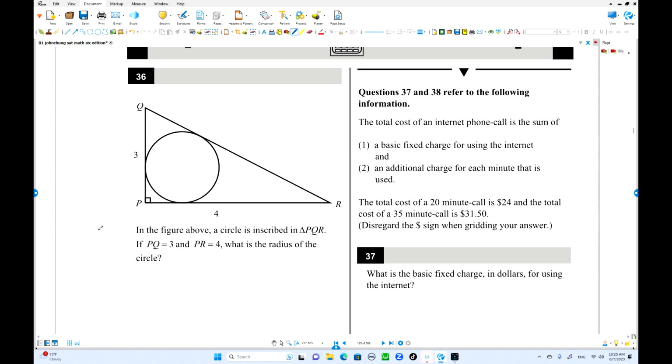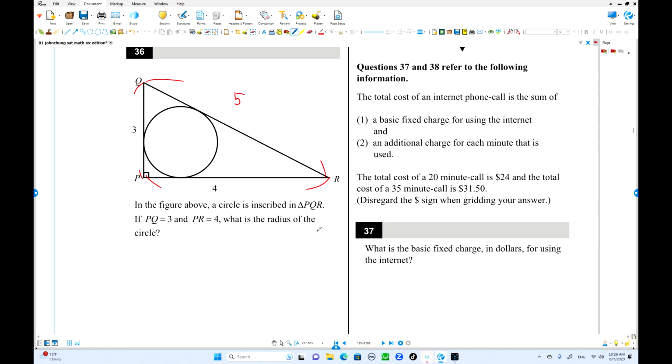A circle is inscribed in a triangle. Okay, PQ is 3. This is 4. Quickly, this is a right triangle. It's going to be 5 over here, okay? But there are actually 3 different ways to solve this one. You can choose one of them, okay. I'm going to use the length.